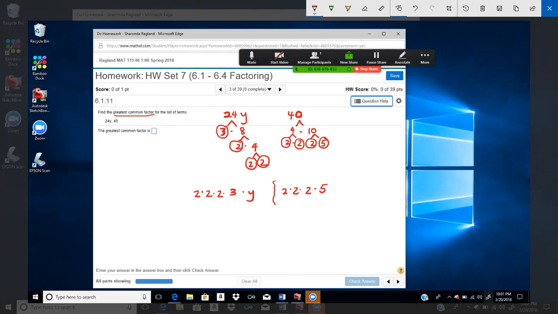So when we look for the greatest common factor, you look and see what they have in common. So what do they have in common? They have 3 2s in common, and that's it. So the GCF is 2 times 2 times 2, and then you multiply that out, that gives you 8. So that's your GCF. All right, good.